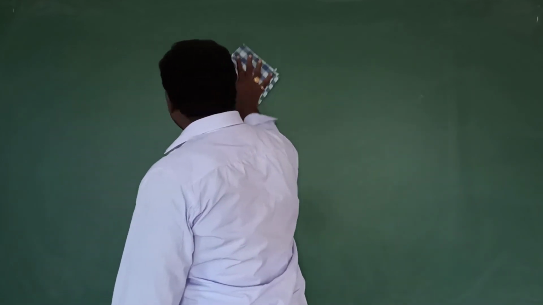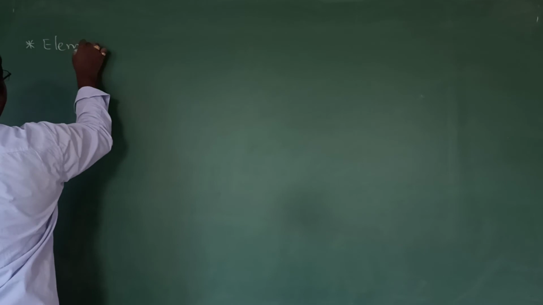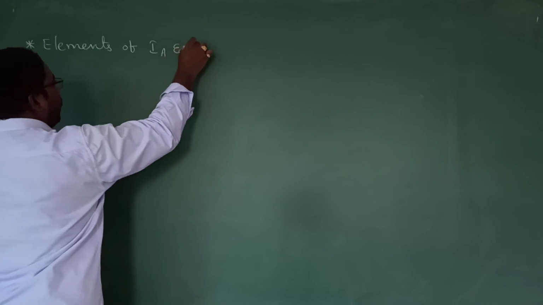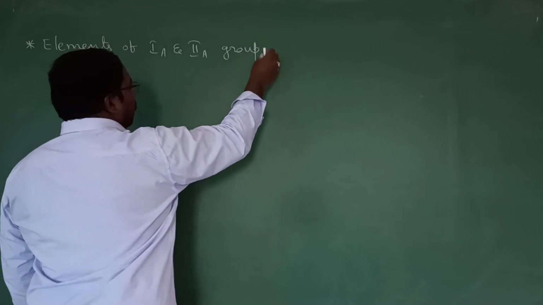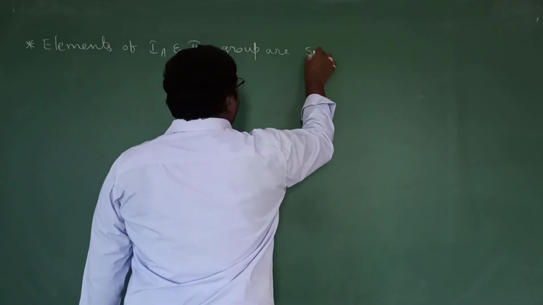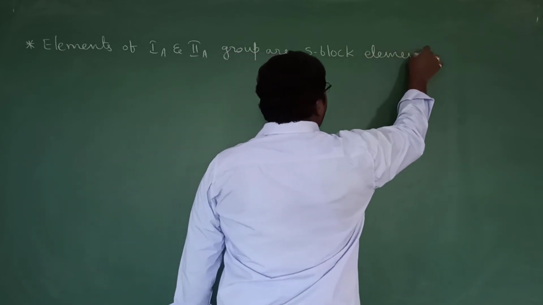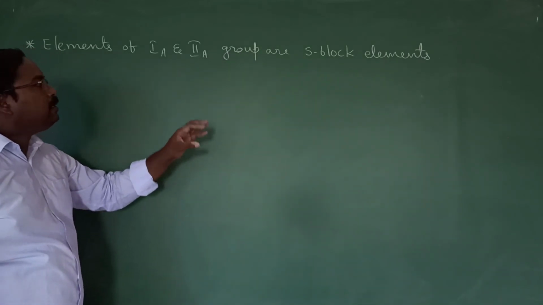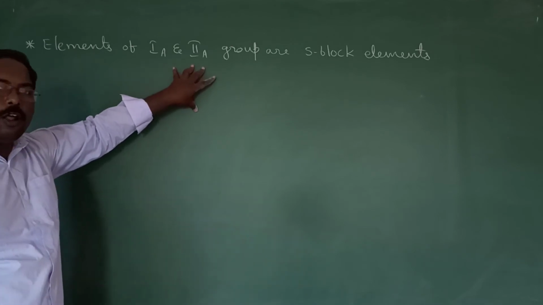So note down the point first in the notes. Elements of the first A and the second A group are S block elements. They are known as S block elements because in these two groups the differentiating electron enters into the S orbital.